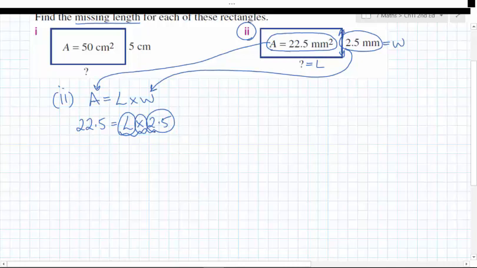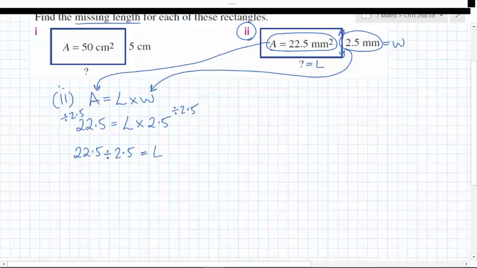So this is some basic algebraic techniques here, where we think I have L, I multiply it by 2.5. The last thing I did to this side was multiply by 2.5, so I want to divide by 2.5 to start trying to find L. If I divide this side by 2.5, I must also divide everything on this side by 2.5. So what I end up with is 22.5 divided by 2.5 equals L, which is my length.